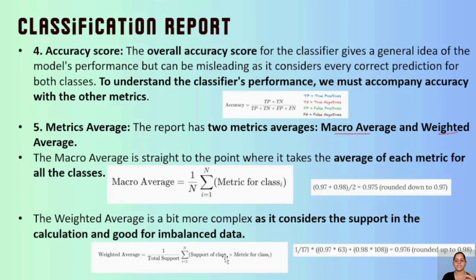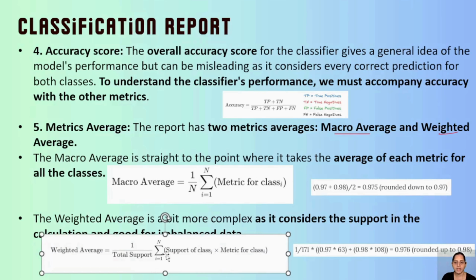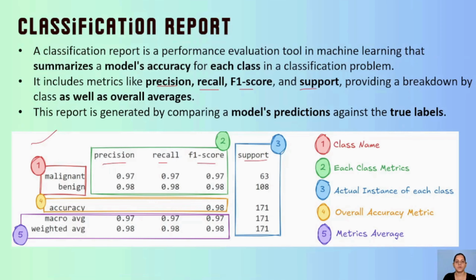Weighted average is a bit more complex, and this is the formula. It considers the support along with the calculation for the output, and it is very good in the case of imbalanced data. We need to consider the total support. It takes the summation of support of each class times the metric for that class, adds it up, and then divides it by the total support. That's how we calculate our weighted average, and this is how your classification report looks like.